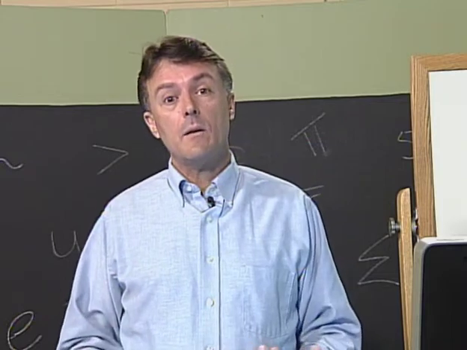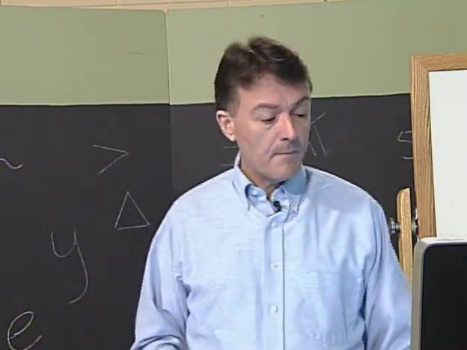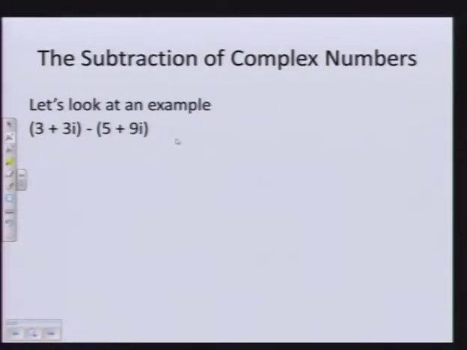Okay, let's now take a look at what happens with subtraction here. We're going to take a look at this problem, 3 plus 3i minus 5 plus 9i. Notice there's a subtraction in between the parentheses. So in the first parentheses we've got 3 plus 3i, and then a minus in the next parentheses, 5 plus 9i.